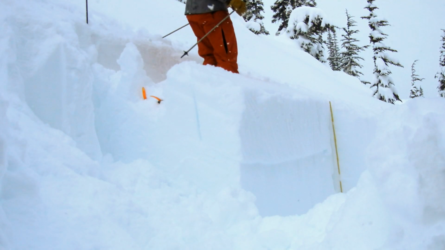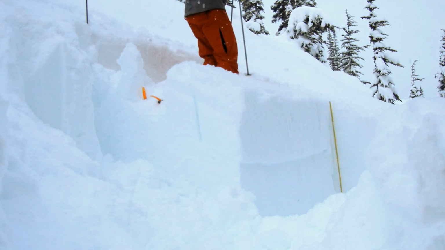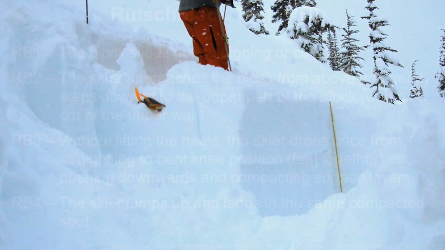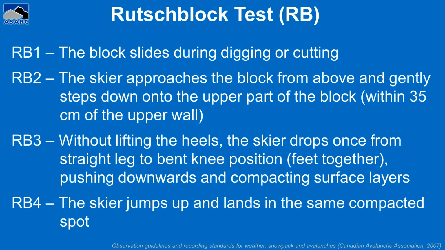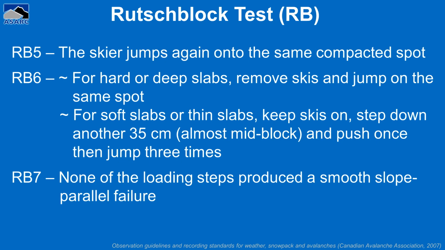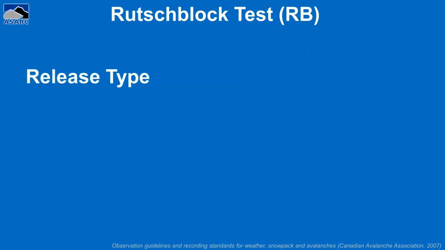If the block does not slide during the entirety of these loading steps, the score is 7. The 7 steps are listed here again. They are also listed in the Observation Guidelines and Recording Standards for Weather, Snowpack, and Avalanches, published by the Canadian Avalanche Association. For reporting a Rutschblock result, the release type is also noted.